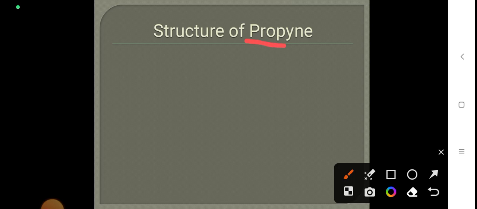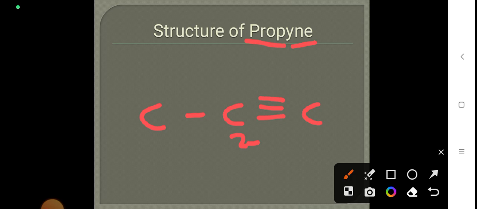Propyne, the root word is prop, so three carbon atoms, and since it's yne, you can either write a triple bond at C1 or a triple bond at C2. However, we can write it at any position, because we are not learning about positional IUPAC rules. Here we are generally just talking about writing the structure of propyne. So the triple bond can be at C1 or at C2. So here I have written it at the C2 carbon.